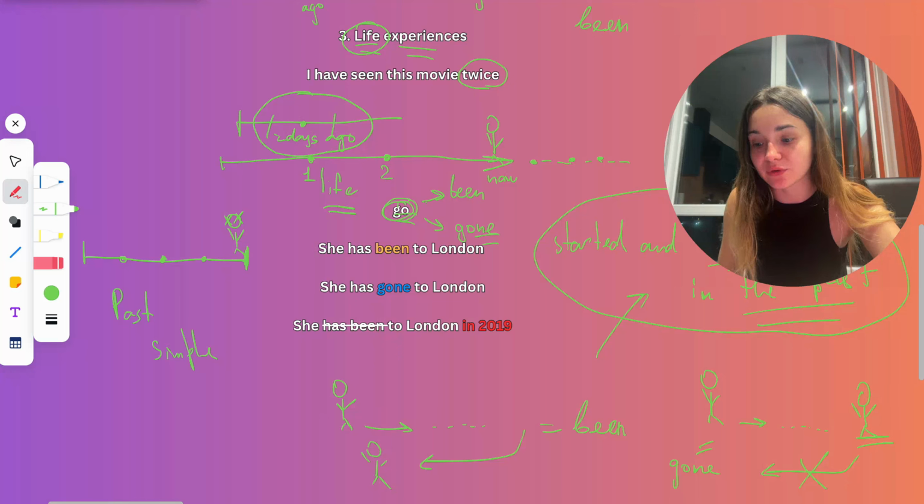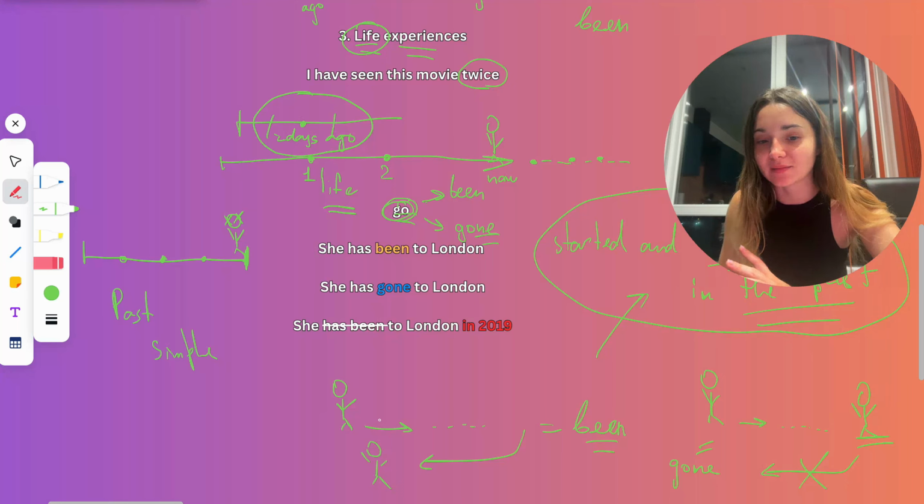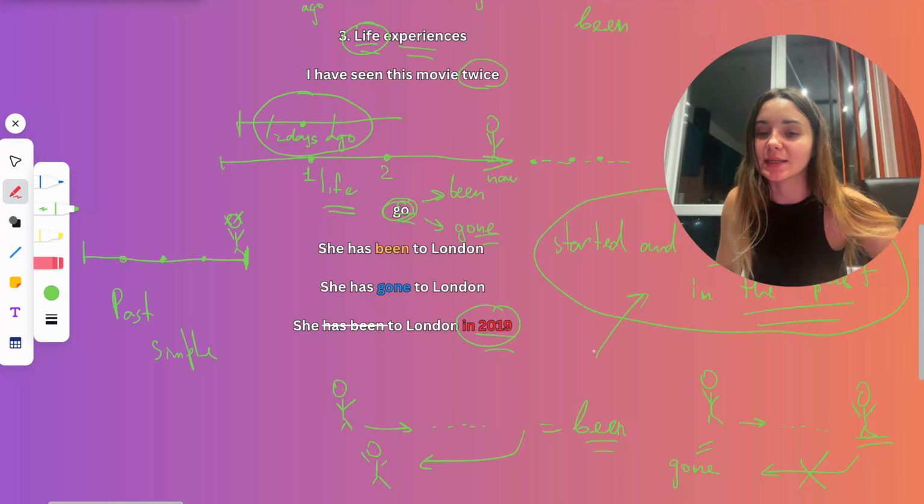And in order for you to remember it better, to not confuse it, again, remember that our been is more like побувати, which already means that you are not there anymore, right? You just went there and came back. Also, again, remember about the specific time mentioned. If you mention the specific time, you cannot use present perfect, because you cannot go to London again in 2019, right? It only happened in 2019 and it already finished. It already has nothing to do with our present. And present perfect has everything to do with the connection between present and past. I want you to remember that.